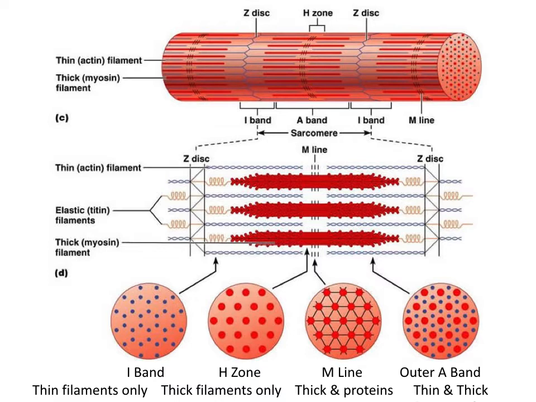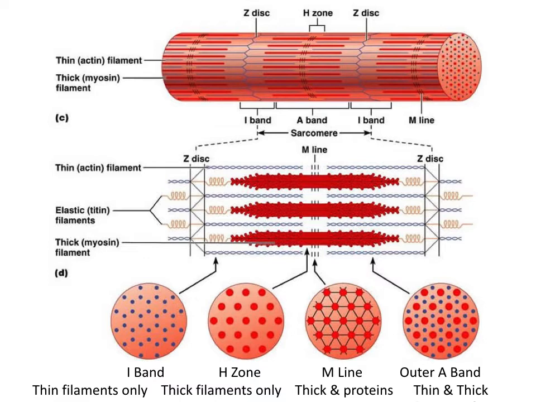The I band, however, does change. The I band, as you see, perpendicular to the fibril, does change. It's only the blue filament. It's only the thin. Even it's not the entire blue filament. It starts at the end of one thick filament and ends at the beginning of the next thick filament. So the I band does change in length.